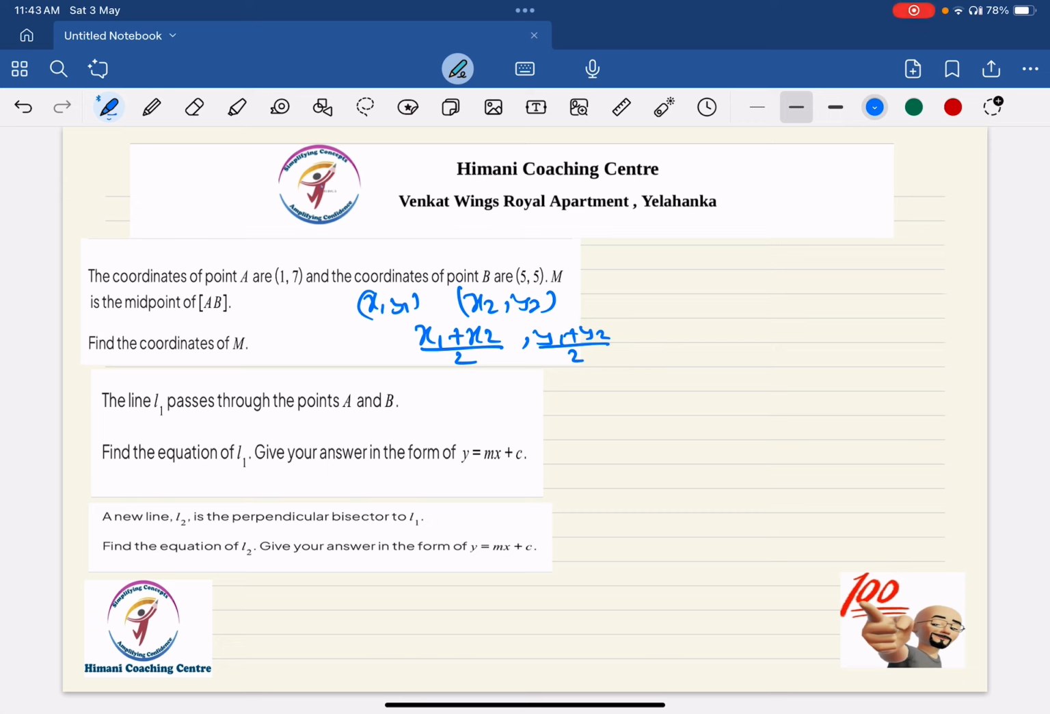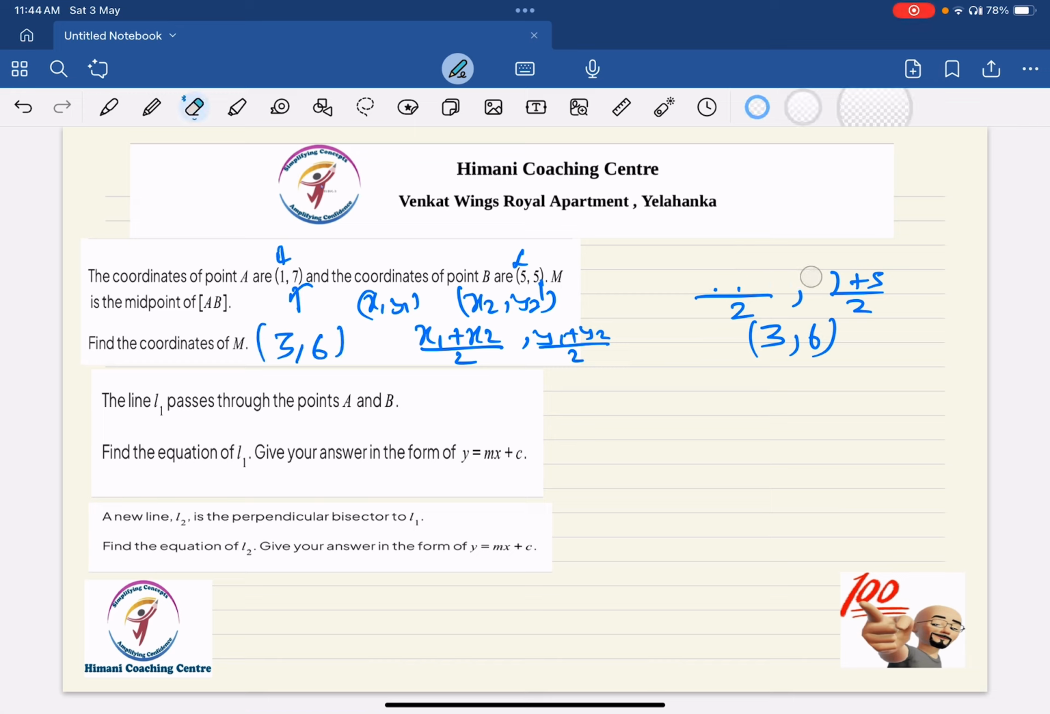We are going to utilize the same. So here we have x1 as 1 and x2 as 5. See, 1 here, 5 here. So 1 plus 5 by 2 and y1 is 7 and y2 is 5. So 7 plus 5 by 2. So 6 by 2 is 3, 12 by 2 is 6. So the coordinates of point M are 3, 6. Now let us go to the next part of this question.